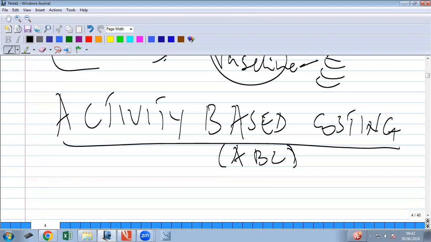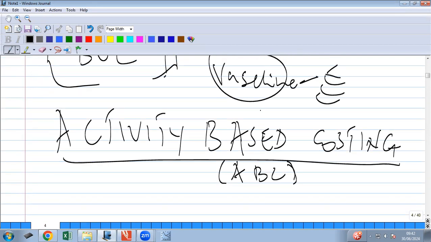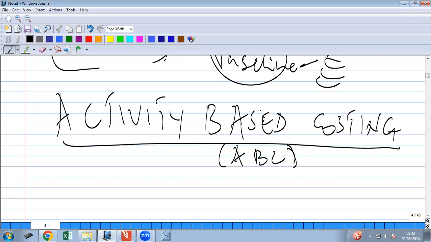Continue. Here, overheads are charged to products on the basis of their usage of the factors causing the overheads, using cost drivers.